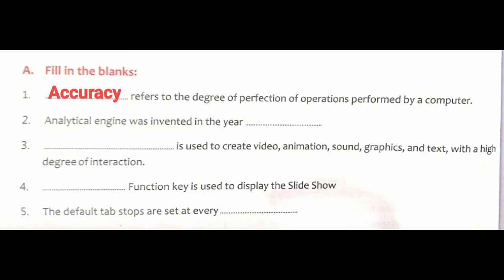Second question is analytical engine was invented in the year dash. As we know, analytical engine was invented in 1833. So here the answer is 1833. The third question is dash is used to create videos, animation, sound, graphics and text with a high degree of interaction. As we know, if we want to make videos with animation, sound, graphics, text, all these effects, then we need to use multimedia software. So here the answer is multimedia software.